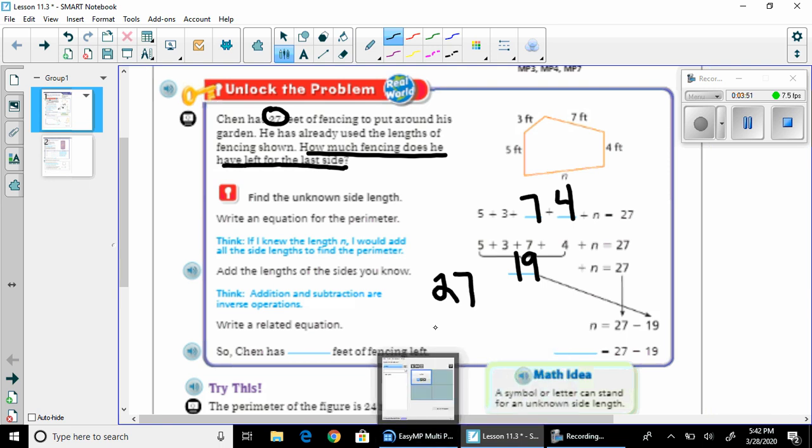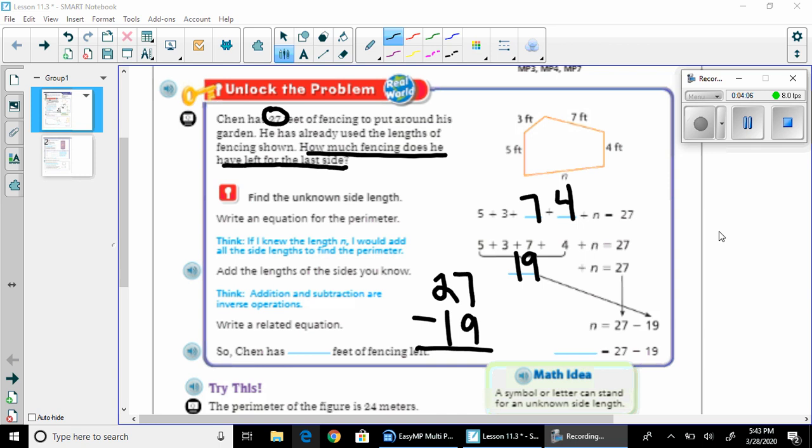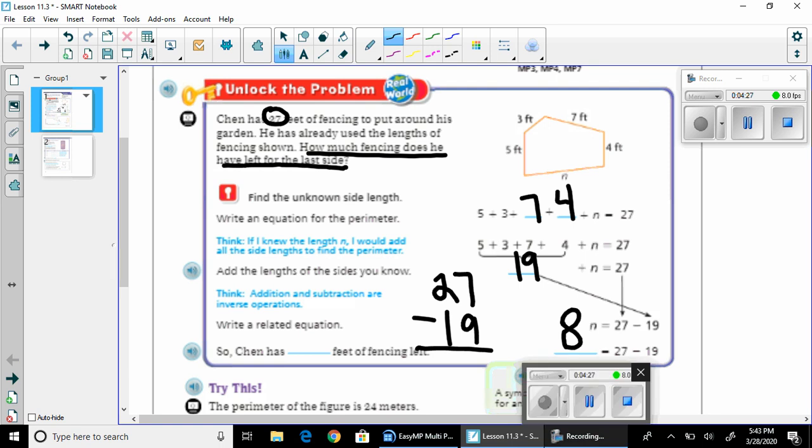27 minus 19, okay? Okay, so I will give you a second to go ahead and subtract those numbers, and then you will write your answer here. Okay, so you can go ahead and pause the video and solve, and we will compare answers. All right, so taking 27 minus 19, you should have got an answer of 8. Okay, so my unknown length or my unknown side would be 8 feet.